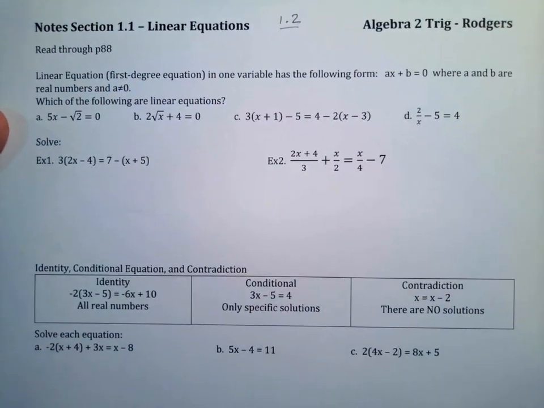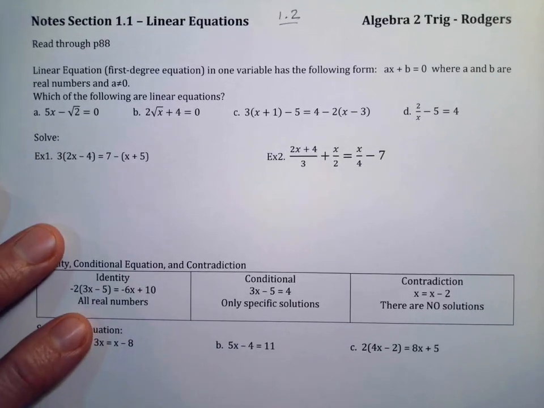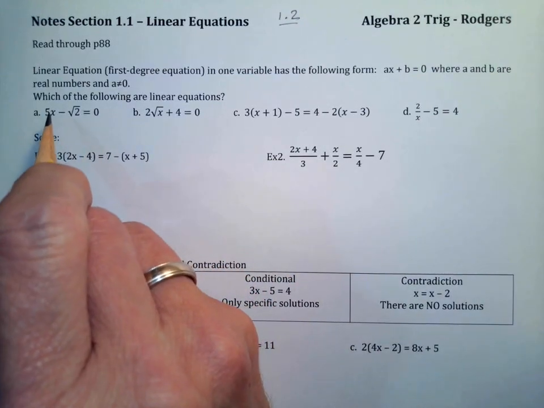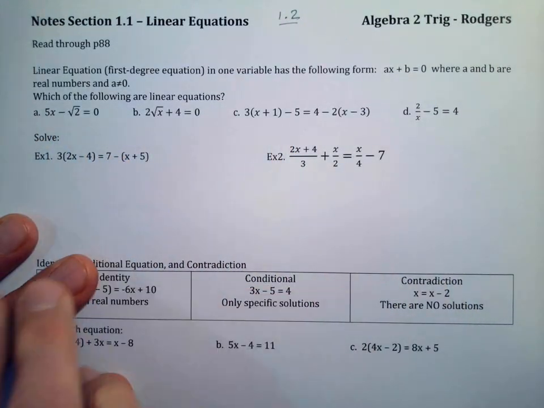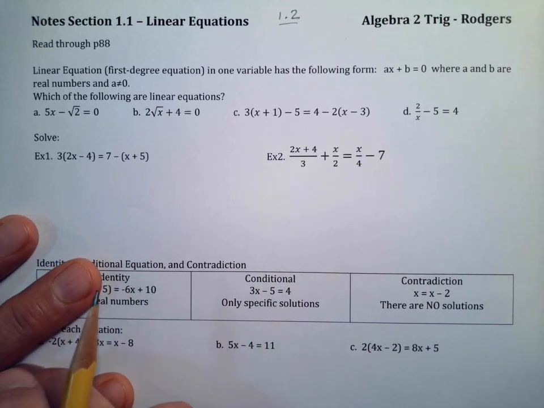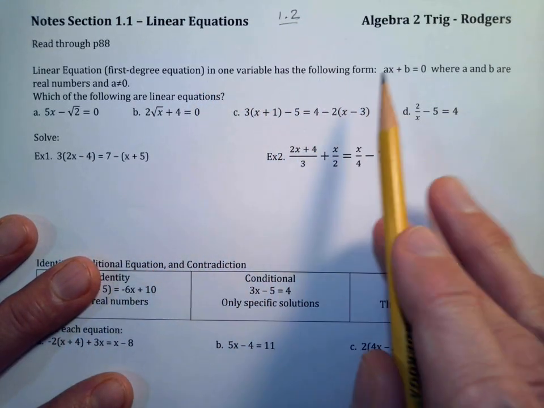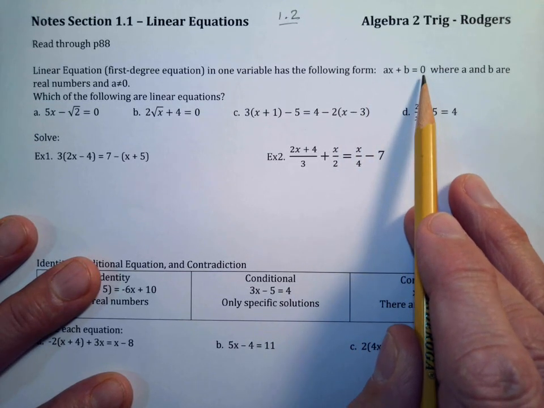Okay. So linear equations. This is what we refer to as a degree 1 equation. That means that we have a variable x to the 1 power, not squared. So the x is going to be raised to the first power. In one variable, it has the following form: ax plus b is equal to 0.